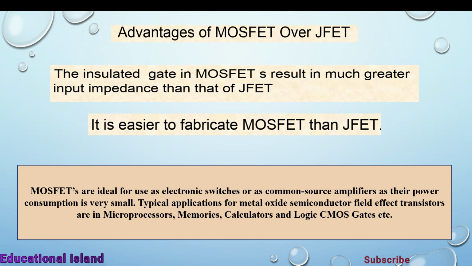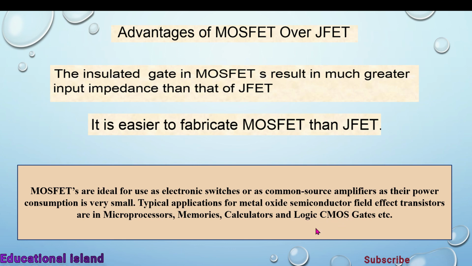Typical applications for the metal oxide semiconductor field effect transistor are in microprocessors. We can say the microprocessor is the brain of the computer, which does all the processing, and we make memories through MOSFETs, like RAM, ROM or hard disk, and calculators, and also logic CMOS gates. In CMOS, we connect P-type and N-type regions and make a junction of N-type and P-type material, and we make a complete metal oxide semiconductor field effect transistor.